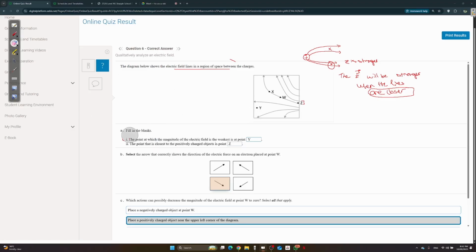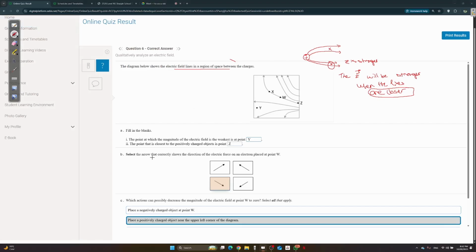Now the point that is closest to the positively charged object is what? Now over here, these lines are leaving or entering? Leaving. So what does that mean? Where's the positively charged particle, on the right or left? Right. Why? Because it always leaves the positive. So which one's closest to the positive particle? Which point? Z. Z for Z, exactly. Okay.